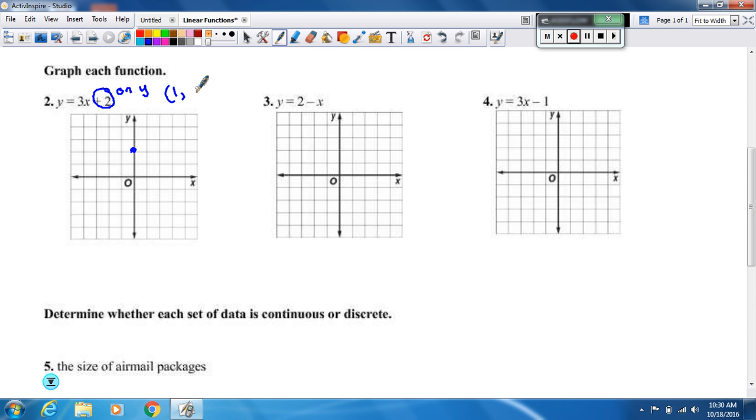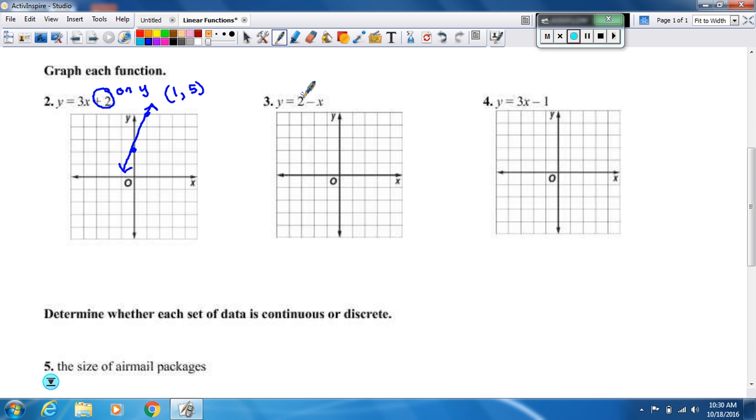And then I make a point, and I always use 1, and I add these numbers together. So 3 plus 2 is 5. That is my second point. So 1 on the x and then up to 5. 1, 2, 3, 4, 5. I connect those with a line, and that one is finished.